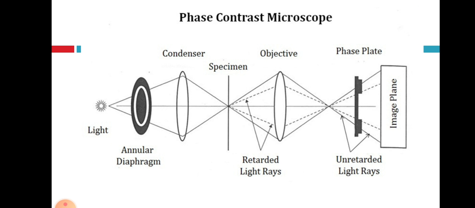This is a diagram showing the phase contrast microscope. The different parts of the phase contrast microscope are light, annular diaphragm, condenser, specimen, objective, and faceplate. We can see two important parts of phase contrast microscopes, that is annular diaphragm and faceplate, which help in producing the desired phase contrast image.